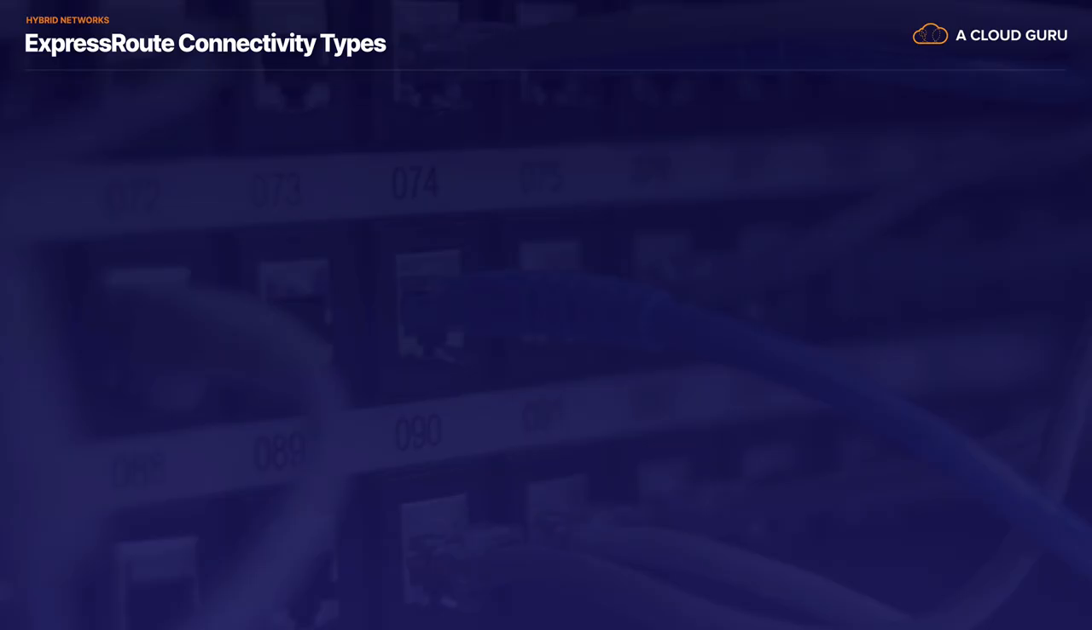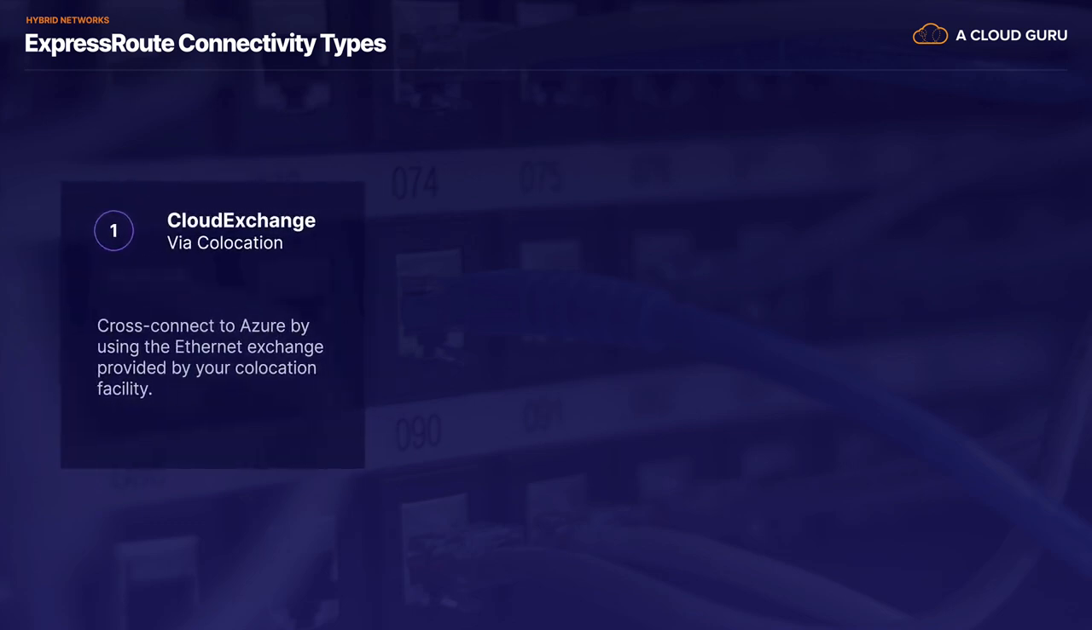So there are three primary types of connectivity when talking about ExpressRoute. The first, Cloud Exchange, is if you're using a colo. You can connect Azure with the Ethernet exchange provided by your colocation facility. That's basically just ExpressRoute running from their facility to Azure as opposed to your home facility to Azure. You still have to connect to your colo in whatever fashion you're going to, and that could be any number of ways. It could be fiber, direct, or another VPN from your ISP to the colo. But essentially, it's ExpressRoute running from the colocation.